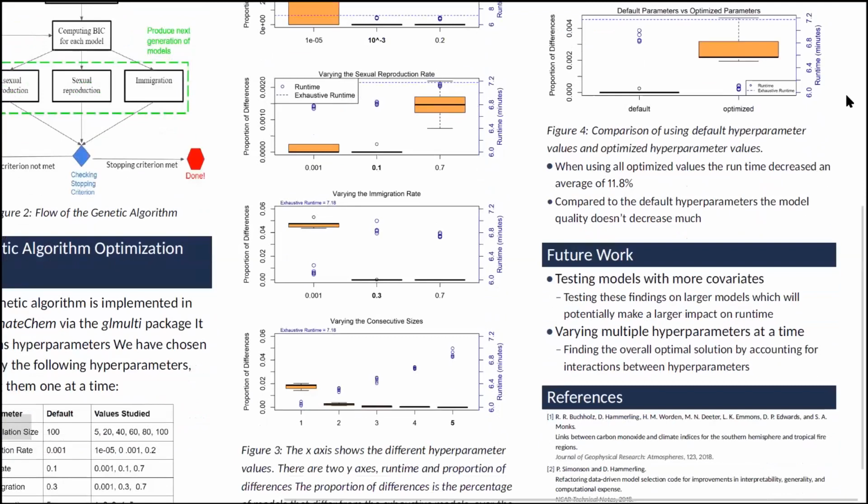In the future, we're going to test models with more covariates, and this has the potential to have a larger impact on the runtime because these are going to be larger models. We're also going to vary multiple hyperparameters at a time, so we can see how these different parameters relate with one another and choose the optimal solution.